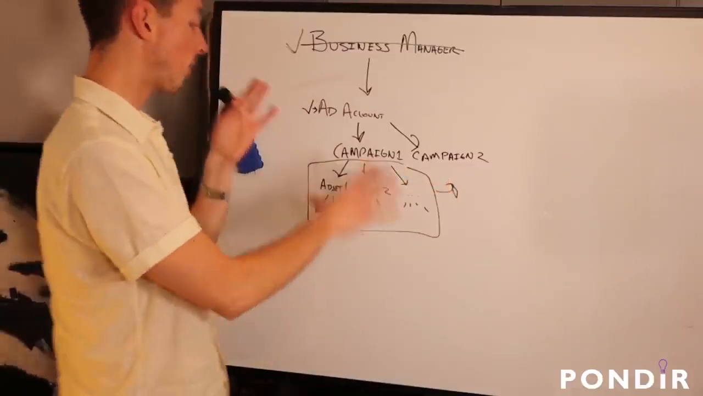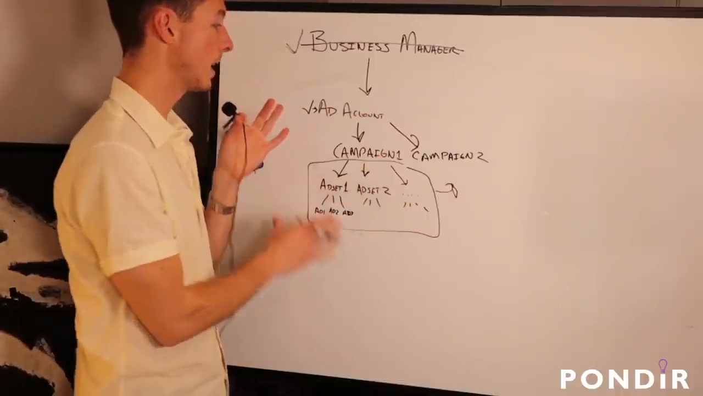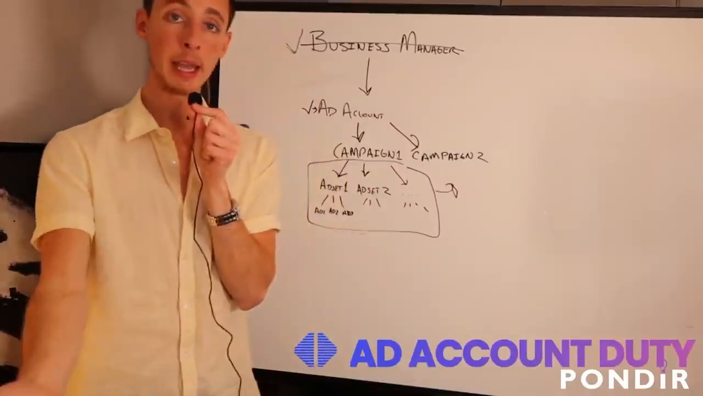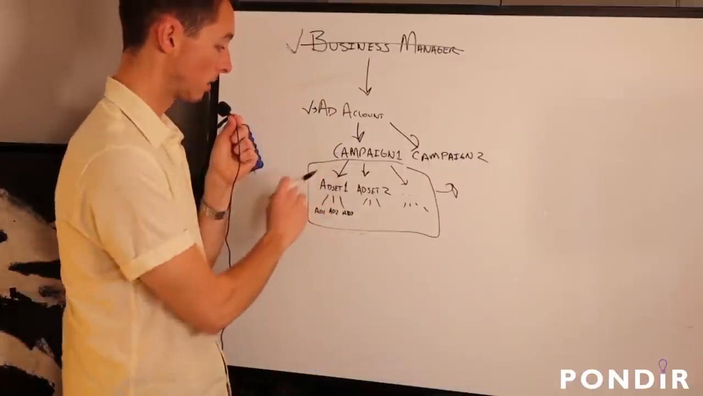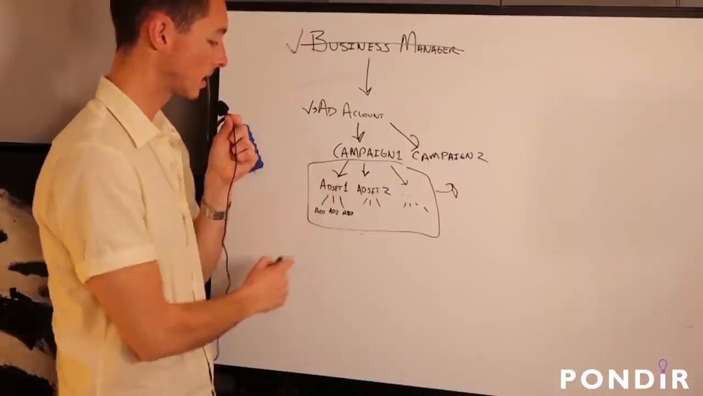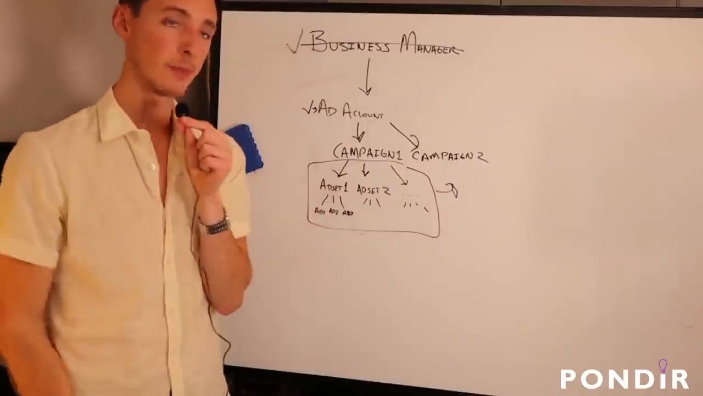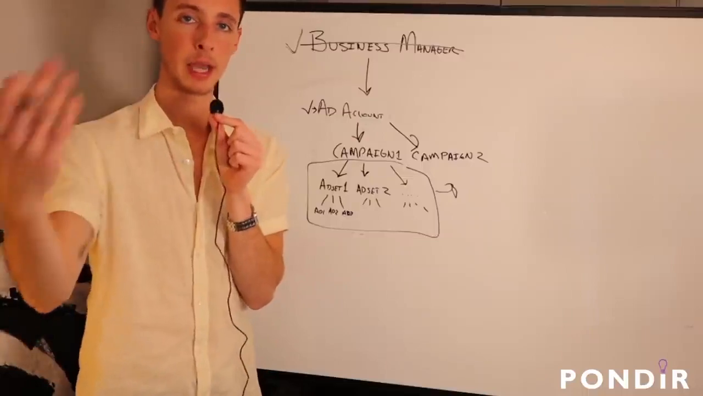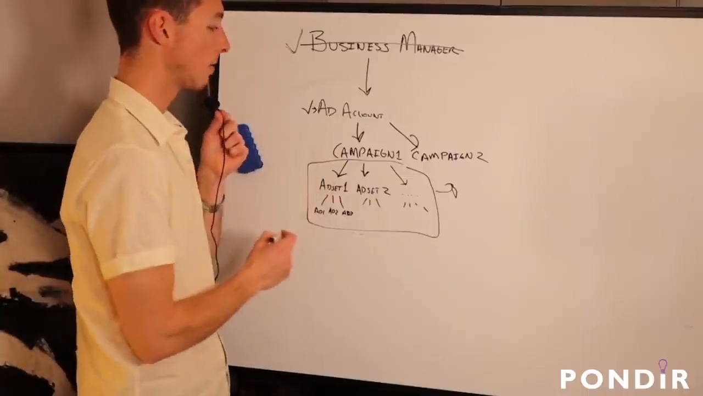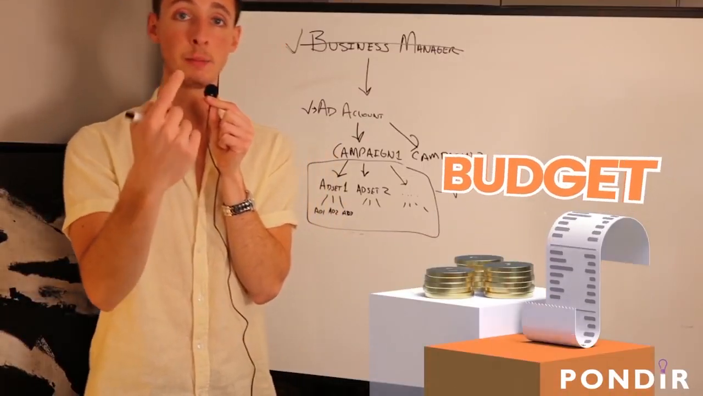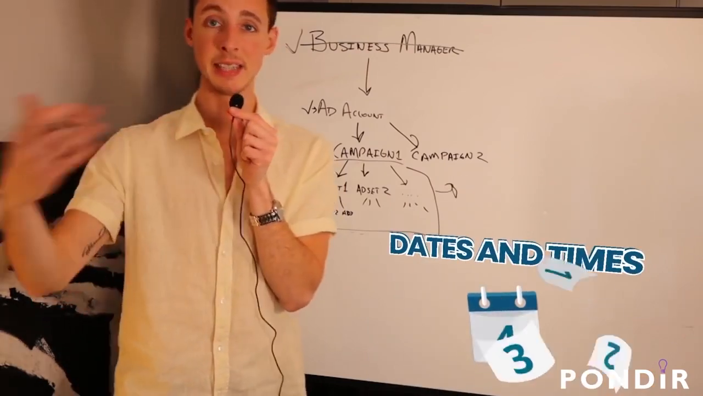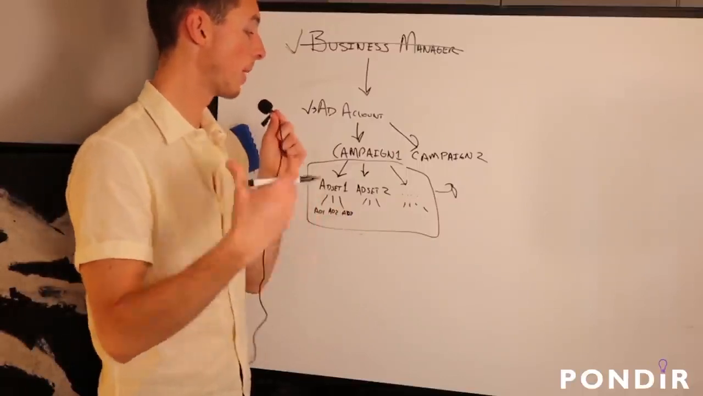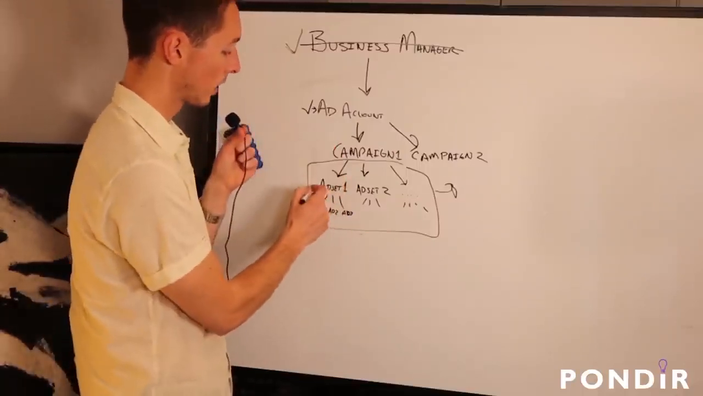So really focus on understanding what an ad account's duty is. An ad account's duty is to run campaigns. Campaigns' duties are to manage ad sets, and ad sets' duty is to manage ads. So what is a campaign? What are you going to be doing at this campaign level? At the campaign level, you're going to be doing things such as setting your budget, specifying dates and time ranges, and really preparing to manage your ad sets and ads.